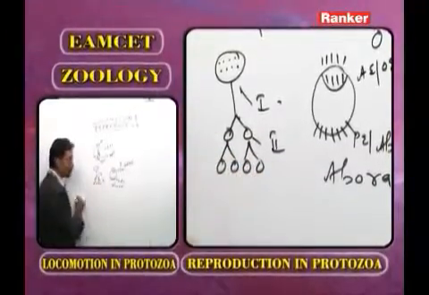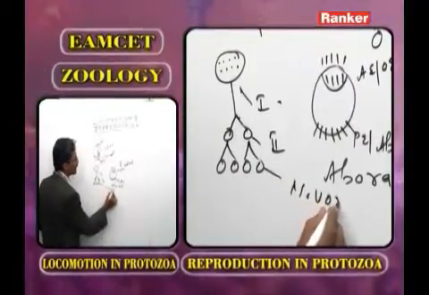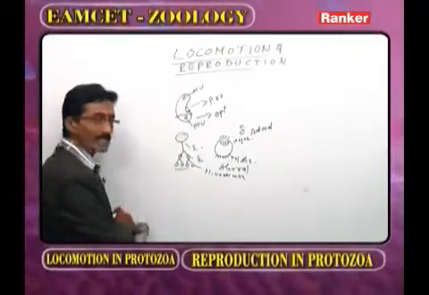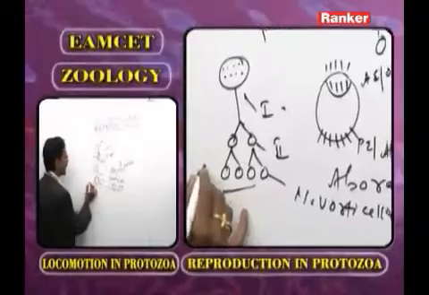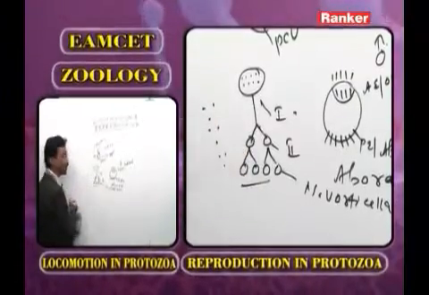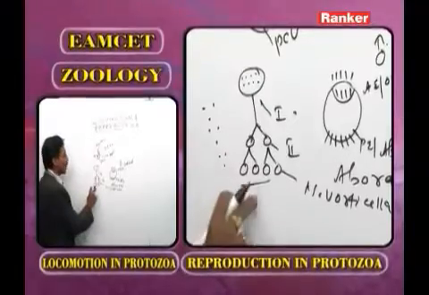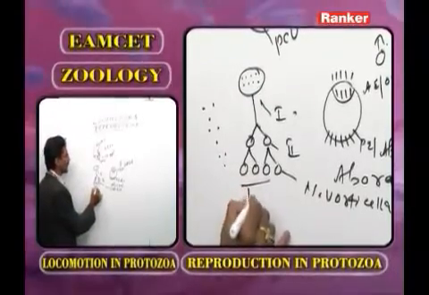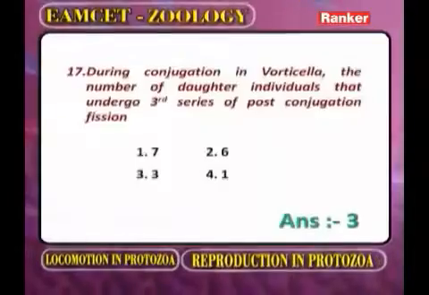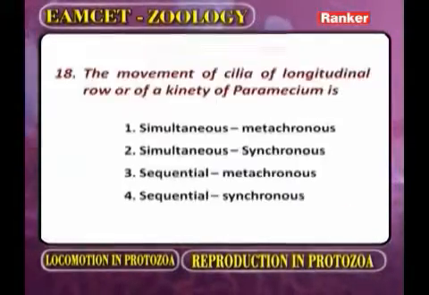But out of four individuals, already we discussed this one. We call it a normal Vorticella. The remaining three, as we observe these three individuals: here two macro, one micro; here two macro, one micro; here two macro, one micro. Now, in the third post-conjugation fission, how many individuals participate? 1, 2, 3. Now, what is the correct answer? The third option, that we call it the three individuals participate. Now, we go for the next question.